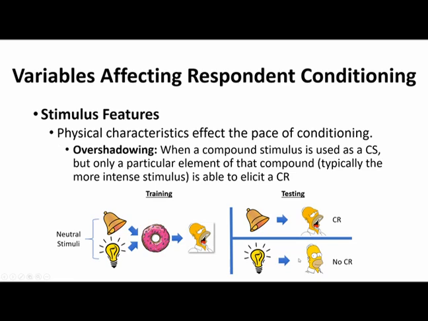In this situation, we would say that the tone overshadowed the light. So we didn't learn anything about the light because there's no conditioned response. There was no learning that happened to the light because the tone was much more salient because it meant more to the organism. So with this overshadowing technique, the tone overshadowed the light. The tone was more salient than the light, and the tone is what we learned about. We didn't learn anything about the light.